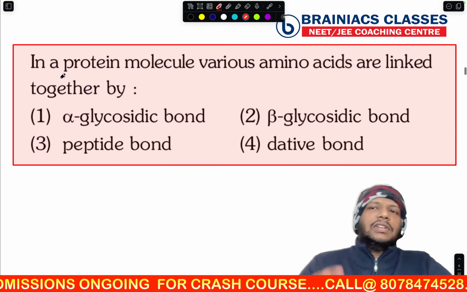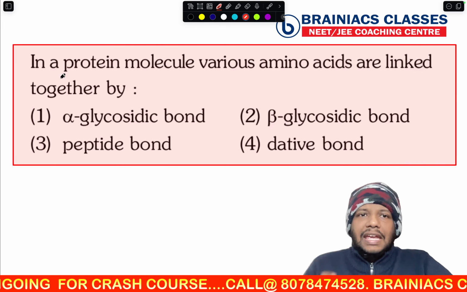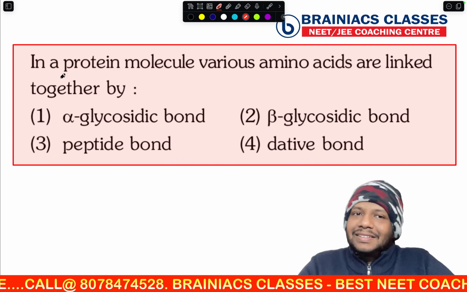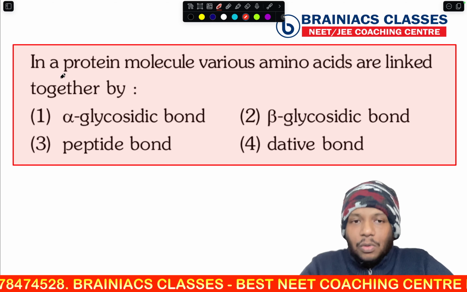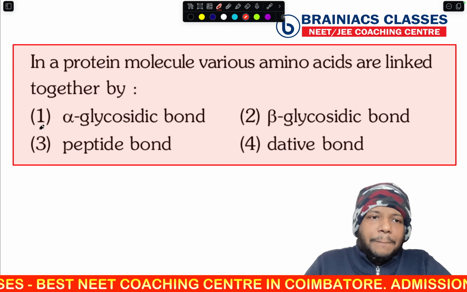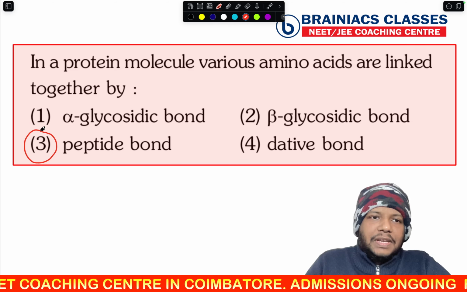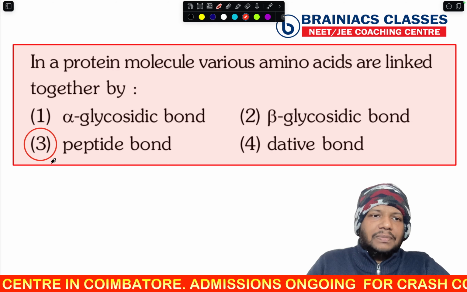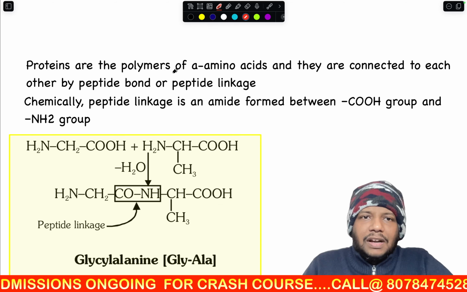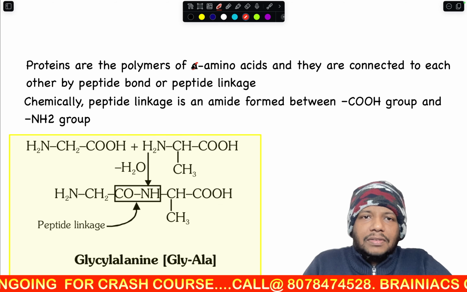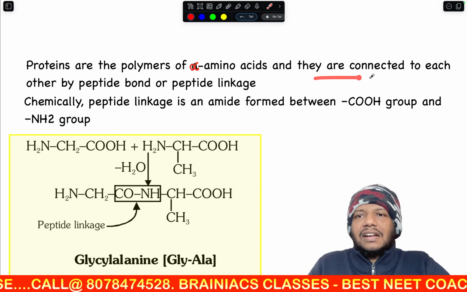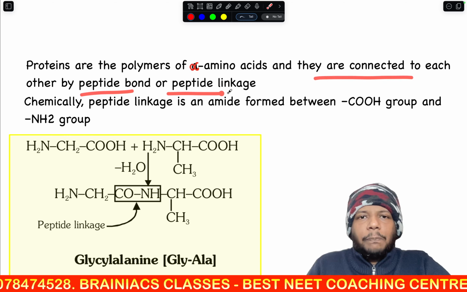Okay, so the final question for the day is again from proteins. In a protein molecule, they are asking how the various amino acids are linked together. This is very important. So various amino acids can also link together through a different bond that is not the glycosidic bond, that is called a peptide bond. I will explain to you what this peptide bond is. Don't worry. Okay, it is an amide bond, I can say. So we can say proteins are fundamentally polymers of alpha amino acids. This is alpha. Okay, these are alpha amino acids, and they are connected to each other by peptide bond or peptide linkage.